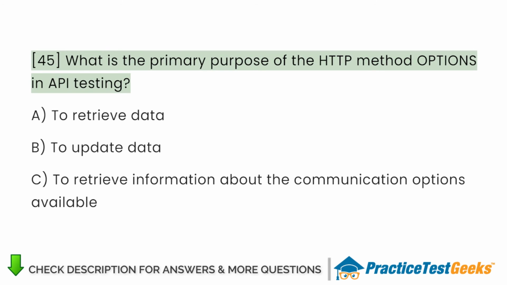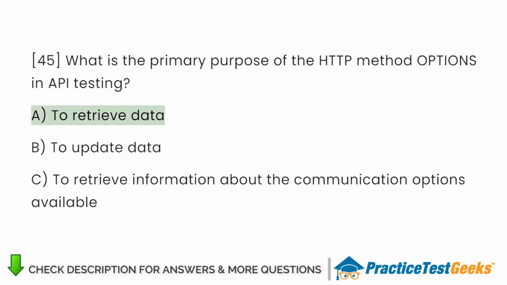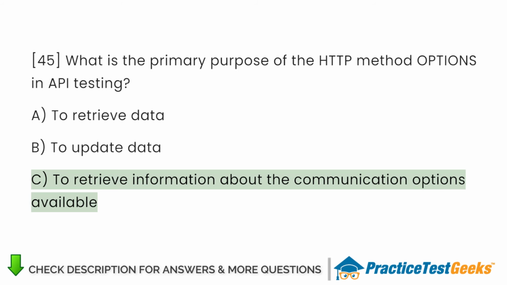What is the primary purpose of the HTTP method OPTIONS in API testing? A. To retrieve data. B. To update data. C. To retrieve information about the communication options available.